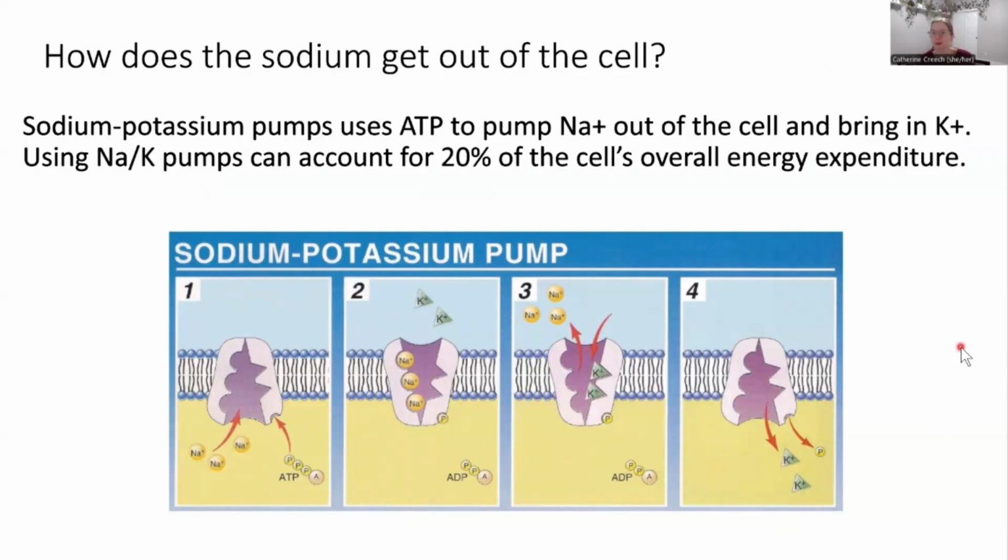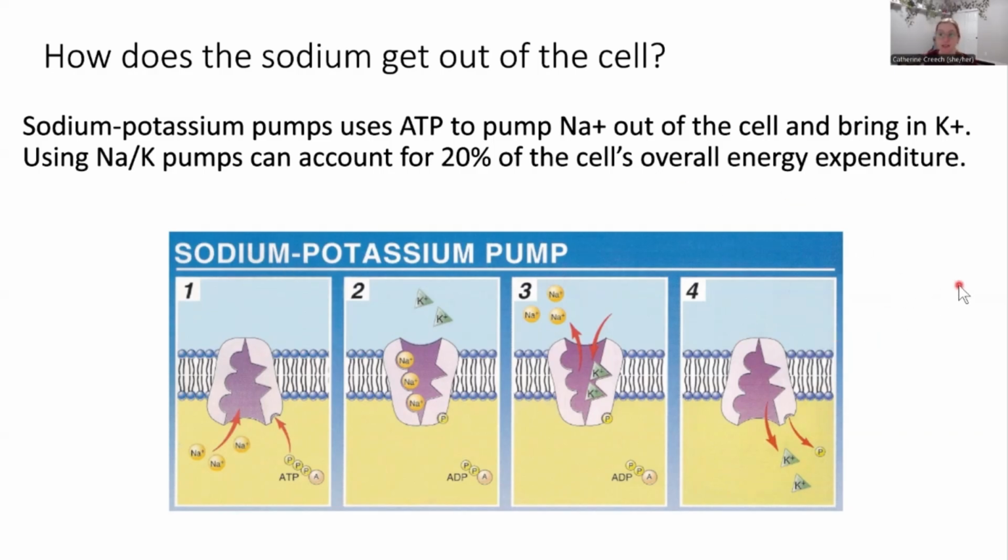So if sodium is pumped into your cells every time we take in something else, how do we get the sodium out? And the answer is sodium-potassium pumps. So sodium-potassium pumps are extremely important to your body. So important that 20% of your overall cell's energy use can be used just to pump around sodium and potassium, which is a huge amount of energy for your cell on just one type of transporter.